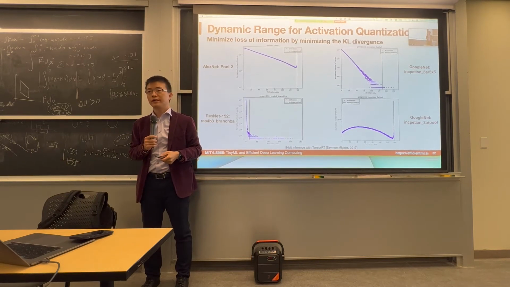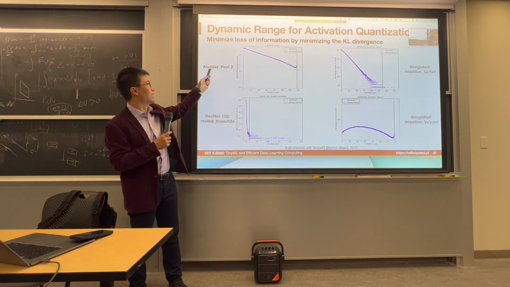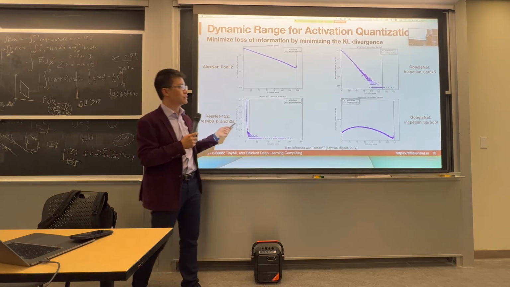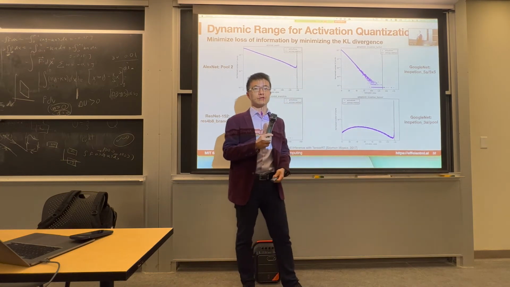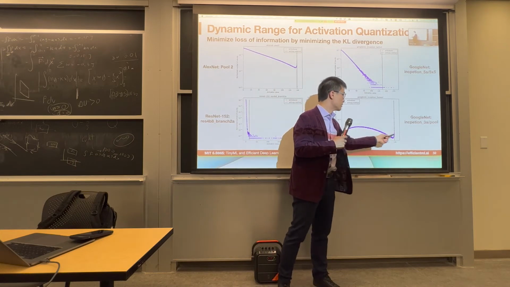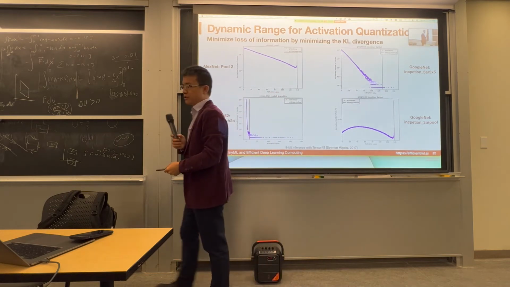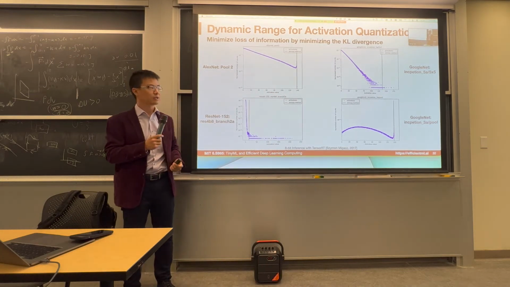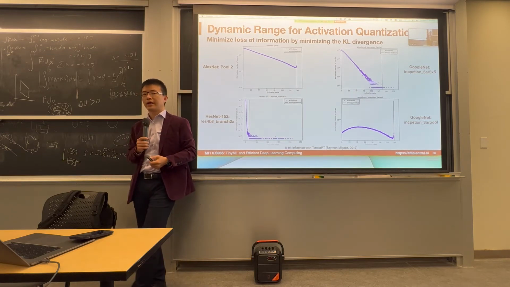So here are more examples for different layers: AlexNet, ResNet 152, and this is GoogleNet. This layer is a bit different from other layers. It's forming this distribution. Again, we clip it above a certain value. The clipping decision is made by minimizing the KL divergence.